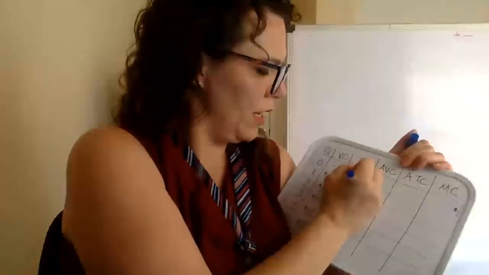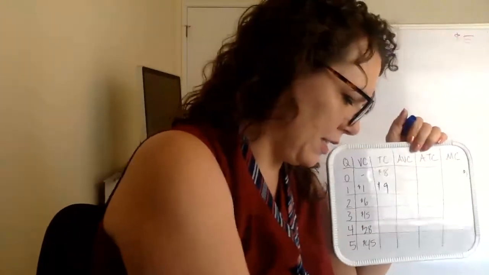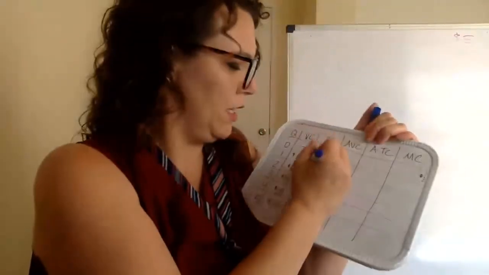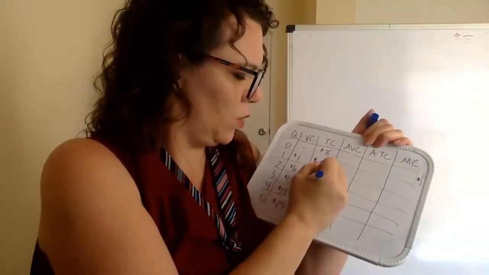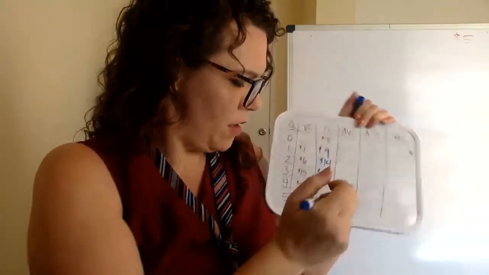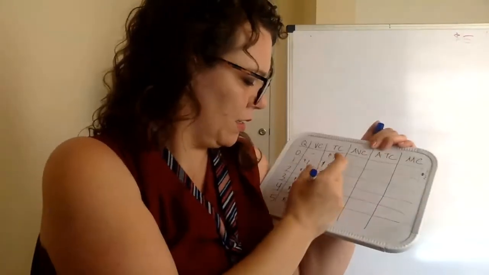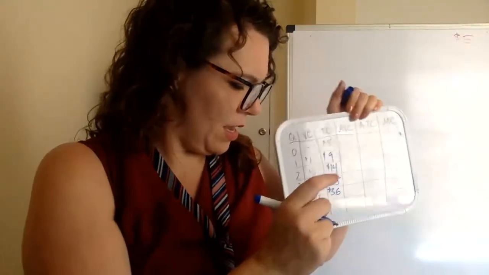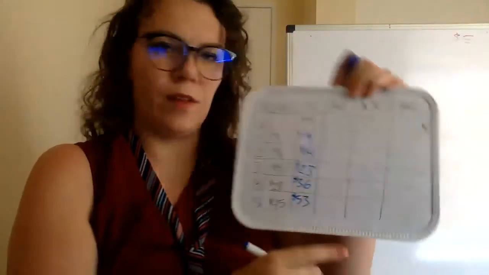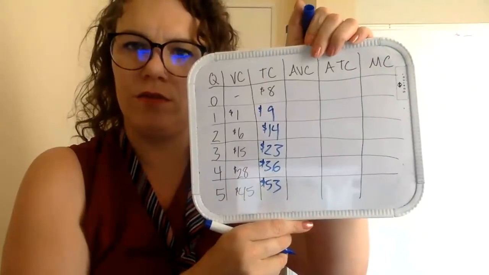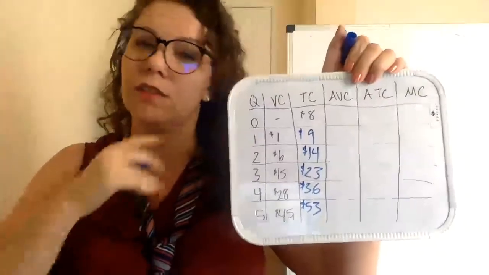8 plus 1 is $9. 8 plus 6 is 14. 8 plus 15 is 23. 8 plus 28 is 36. And 8 plus 45 is 53. So far, so good. Remember, total cost is just fixed cost plus variable costs.